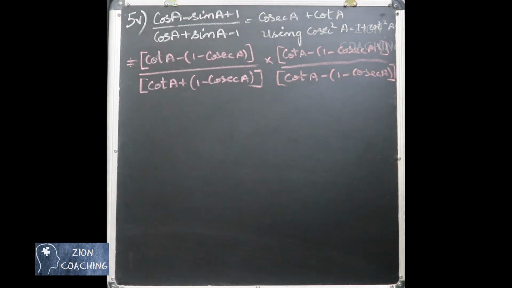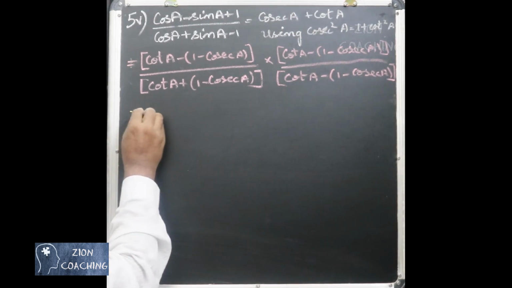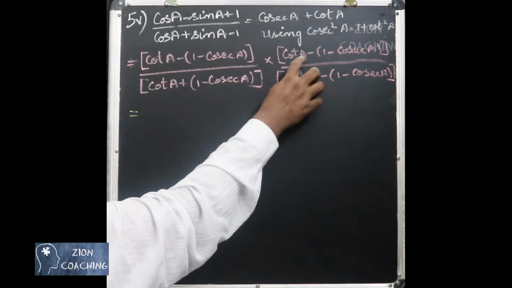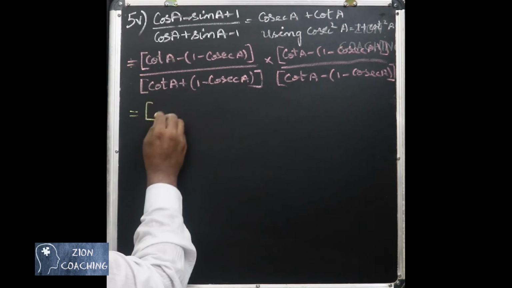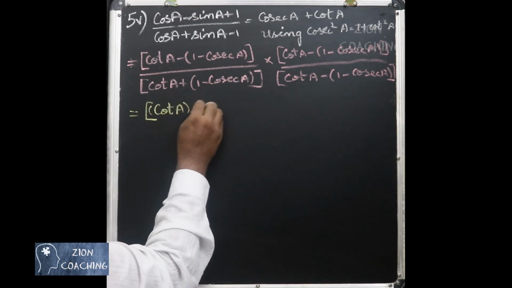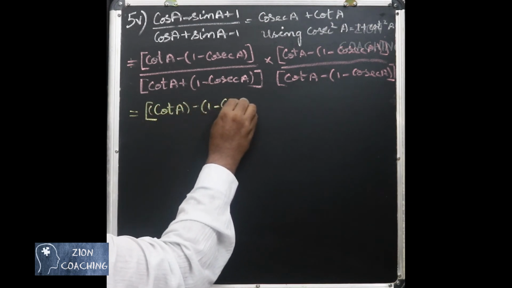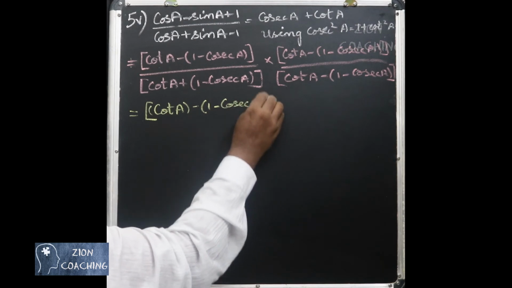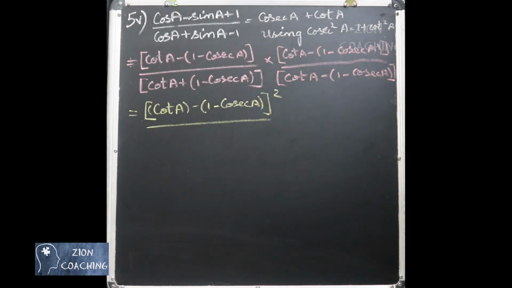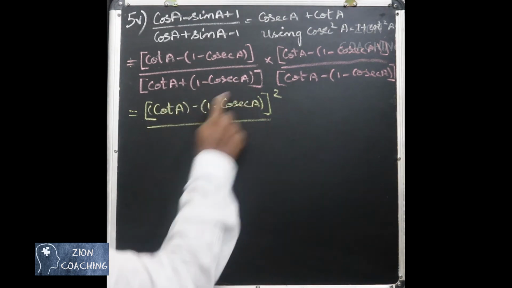Now multiplying the numerators, we will have cot A minus 1 minus cosecant A, cot A minus 1 minus cosecant A. So it is going to be cot A minus 1 minus cosecant A the whole square, divided by, when you see the denominator, we have cot A plus 1 minus cosecant A, cot A minus 1 minus cosecant A, and cot A plus 1 minus cosecant A.